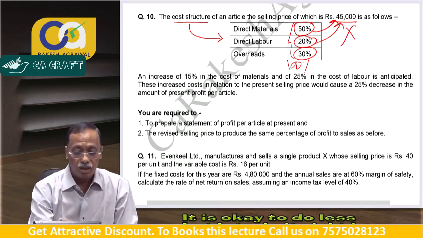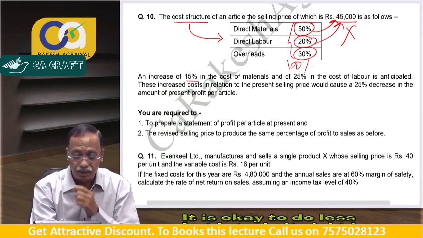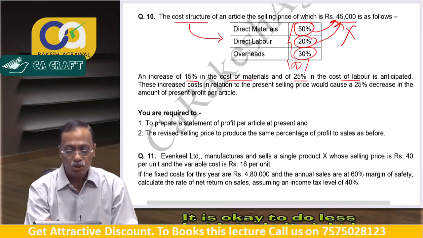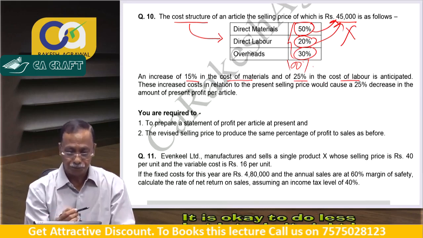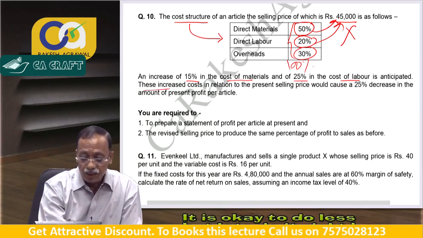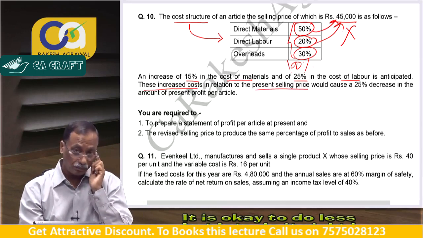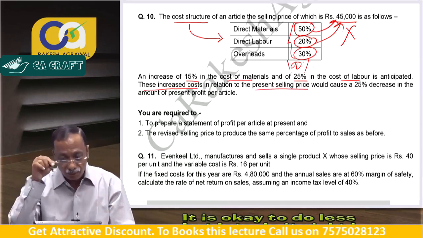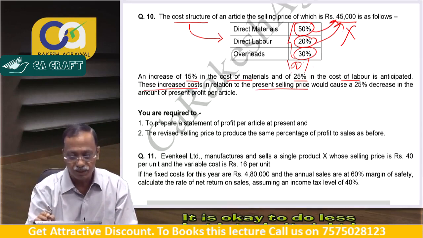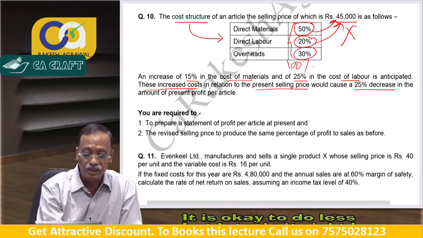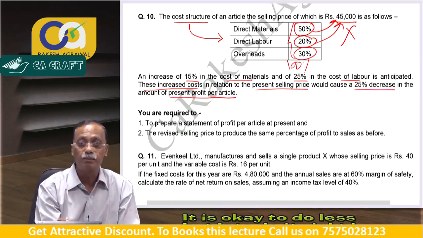An increase of 15% in cost of material and 25% in cost of labor is anticipated. You are anticipating a 15% increase in material cost and 25% in labor cost. These increased costs, in relation to the present selling price of 45,000, would cause a 25% decrease in the amount of present profit per article.